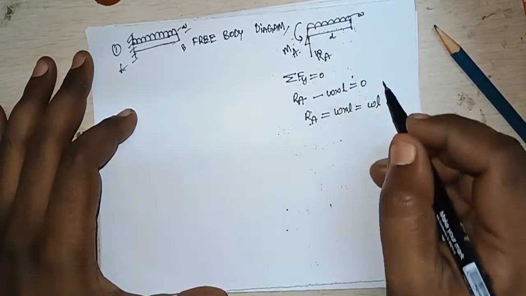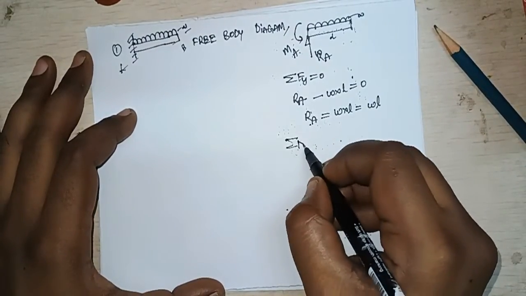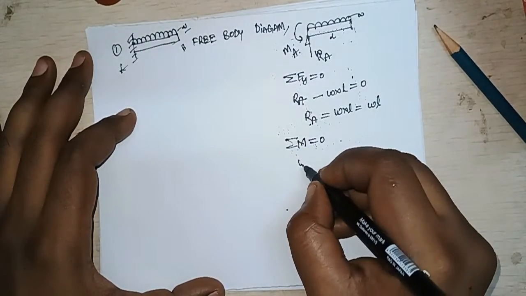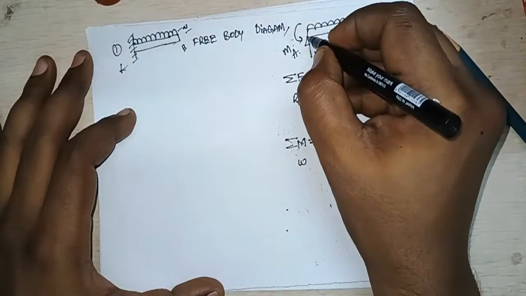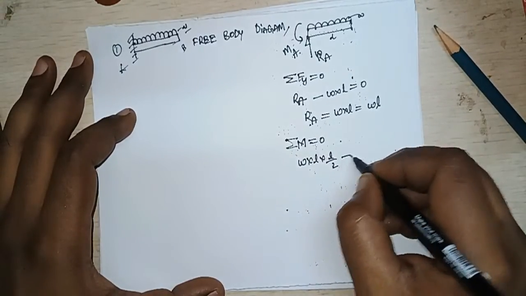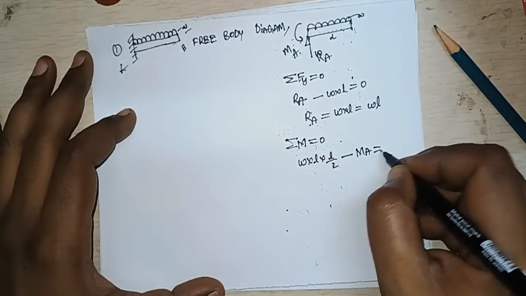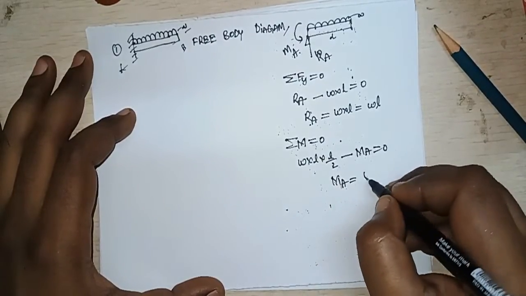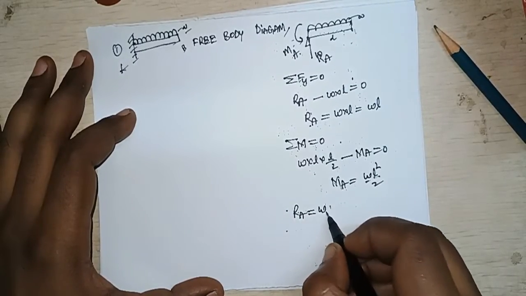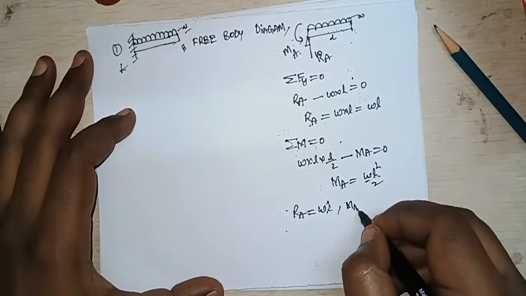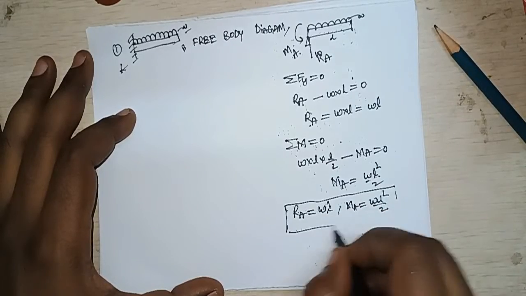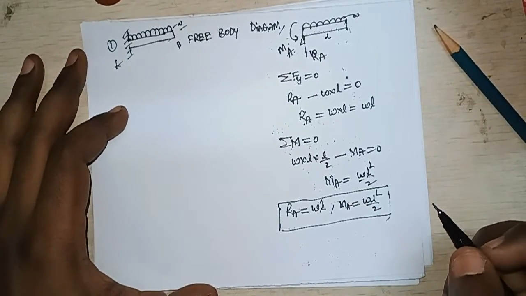What is the moment reaction? Sum of the moment is equal to 0. What you get is, if you take moment from here, W into L into L by 2 minus MA is equal to 0. So MA is equal to W into L square by 2. So these are the final equations: RA is equal to W into L, MA is equal to W into L square by 2. Finally we got the equation.